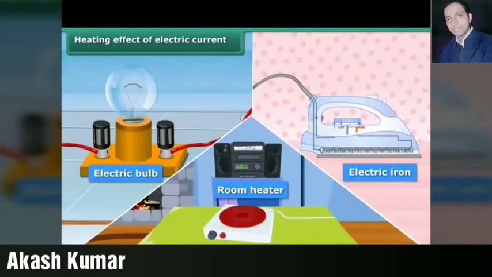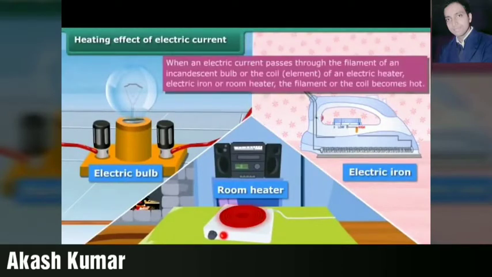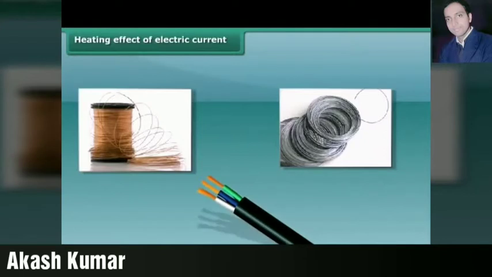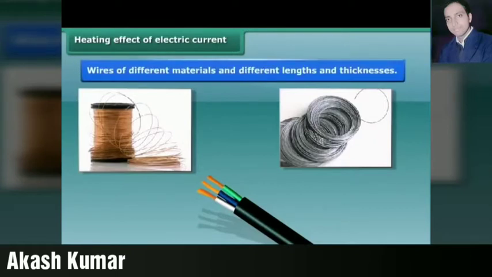Heating effect of electric current. Students, when an electric current is passed through a metallic wire like the filament of a bulb or the coil of an electric heater, geyser, electric iron, or room heater, the coil becomes hot and glowing. This is known as the heating effect of electric current. In this condition, they radiate heat and light. The amount of heat produced in a wire depends on its material, length, and thickness. Thus, for different requirements, we use wires of different materials and different lengths and thicknesses.